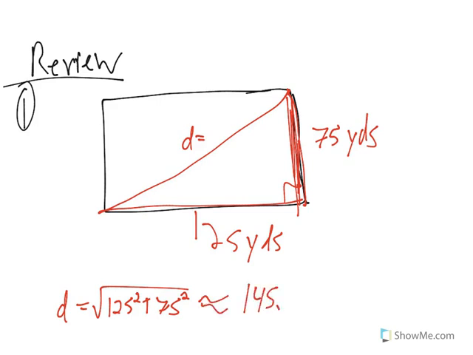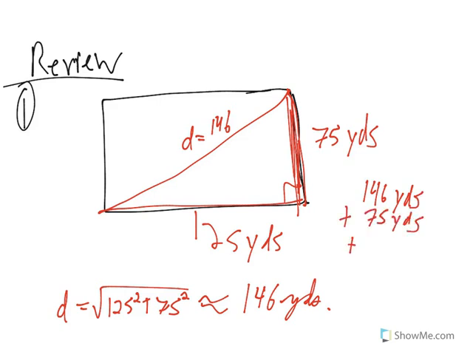145 point, and so let's look back at the question. It said to the nearest yard, so round to the nearest whole number. So if we round to the nearest whole number, this actually rounds to 146. So it's approximately 146 yards to go along this. So then, the length of the jogging track would just be 146 yards plus 75 yards plus the 125 yards for a grand total of 346 yards. Alright?